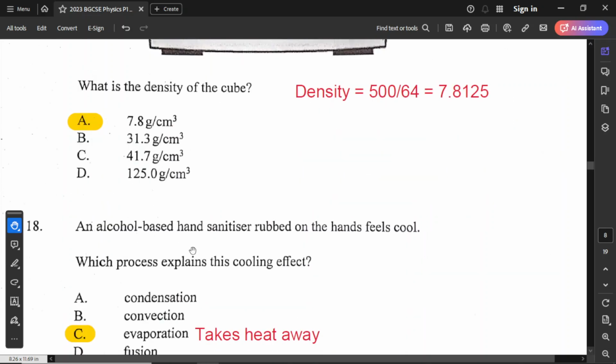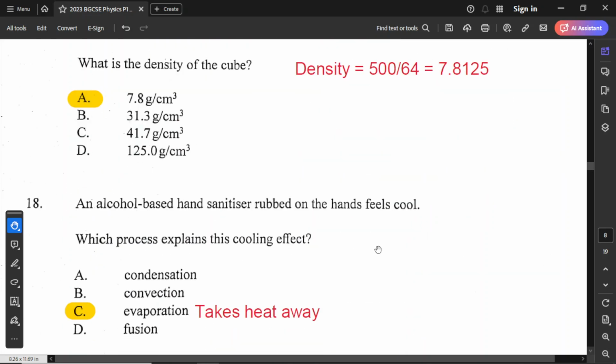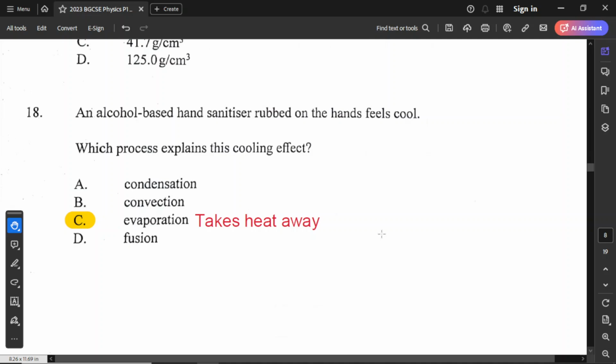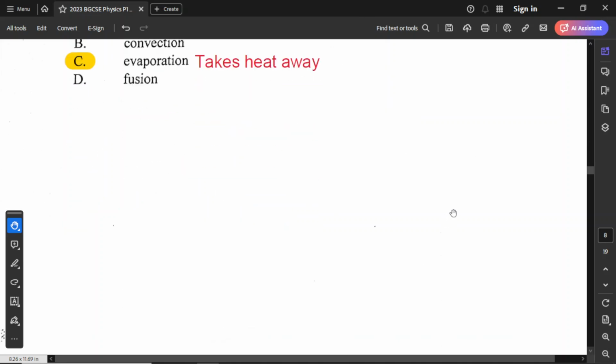All right. Question number 18: an alcohol-based hand sanitizer rubbed on the hands feels cool. Which process explains this cooling effect? This will be evaporation, because once you evaporate anything, it takes heat away. The same thing happens when you sweat and the sweat evaporates, it takes heat away from your body. All right, so C is the correct answer for 18.